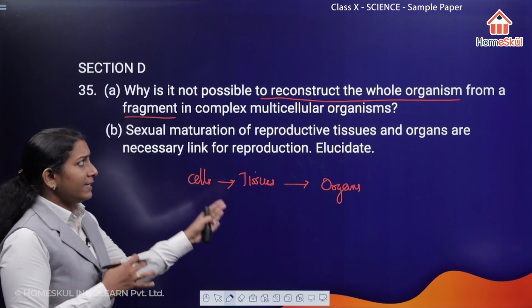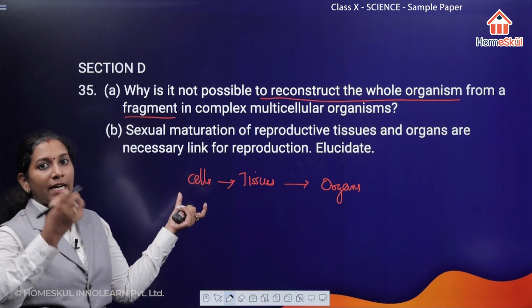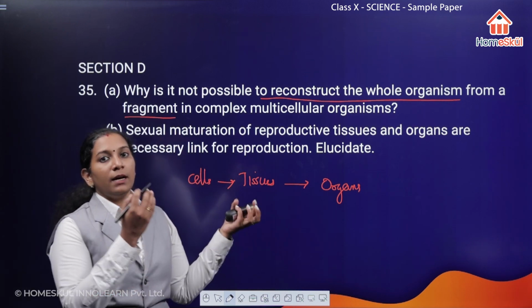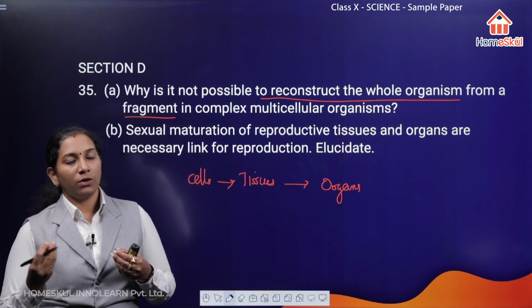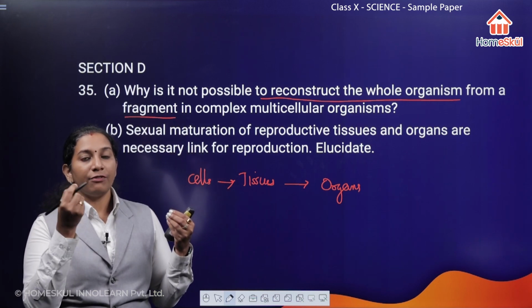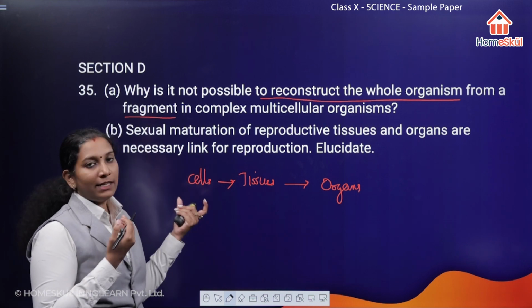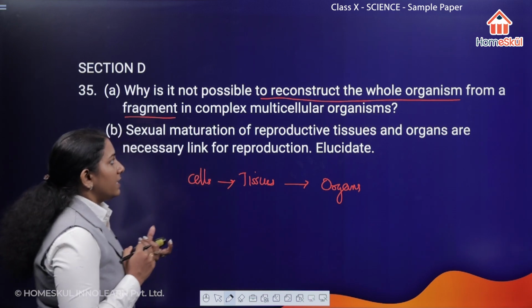So for a multicellular organism, a single fragment is not enough to reconstruct the entire organism. That is possible only in primitive types of organisms. In primitive organisms, you can select any kind of body part, and from that fragment you can reconstruct the entire organism. But in a multicellular organism, you cannot expect this kind of thing. So that is the answer.